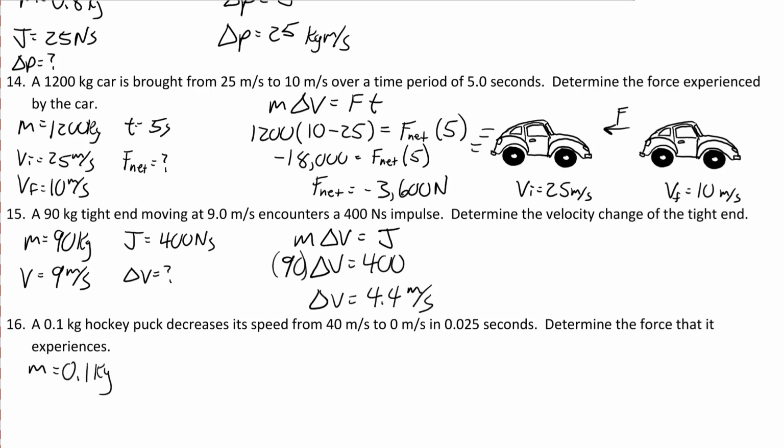Okay, number 16 says a 0.1 kilogram hockey puck, so the mass is 0.1 kilograms. It decreases its speed from 40 meters per second, so VI is 40 meters per second, to a rest, 0 meters per second. So the time is 0.25 seconds. It says determine the force that the puck experiences. All right, it should say determine the net force.